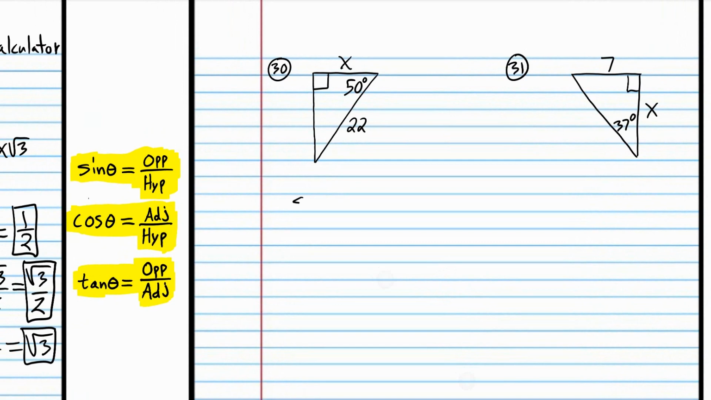All right, we're back. I'm going to try sine 50 degrees. That's opposite. Whoops, we don't have opposite. Can't use sine. So now let's try cosine 50 degrees. That's adjacent over hypotenuse. So it looks like that works.